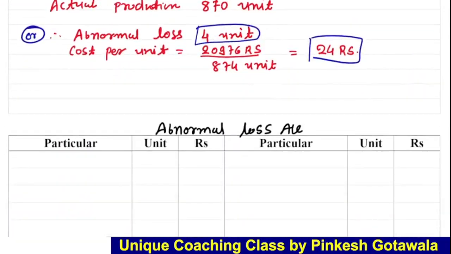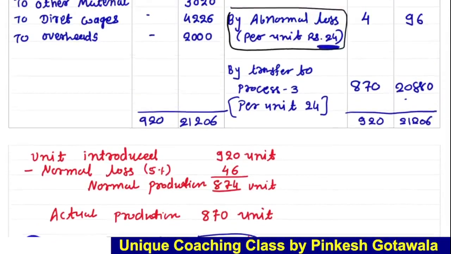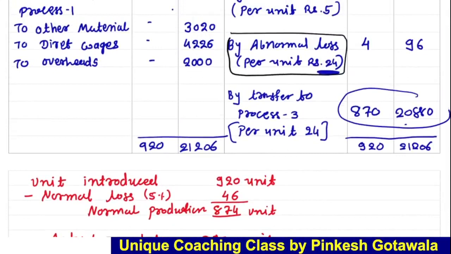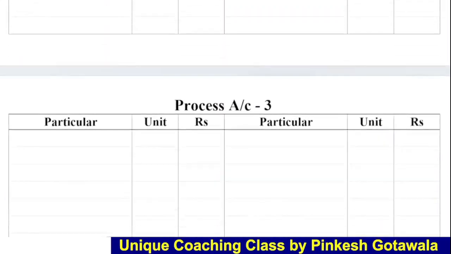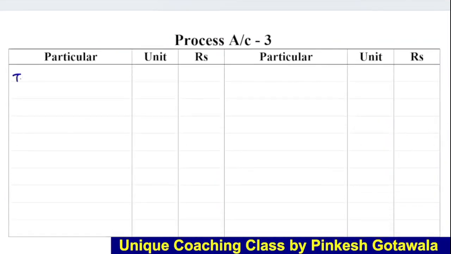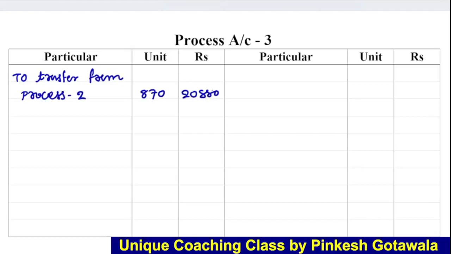Okay, now come to the next process number 3. So first of all transfer this balance, 870, 20880. Okay, unit and rupees. Let's transfer to process 3. Transfer from process 2, 870, 20880. Now we know that there are the same expenses.